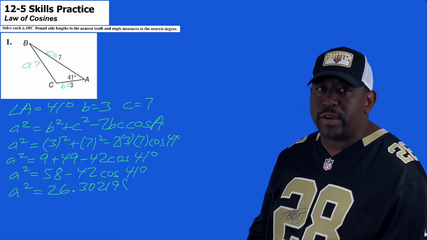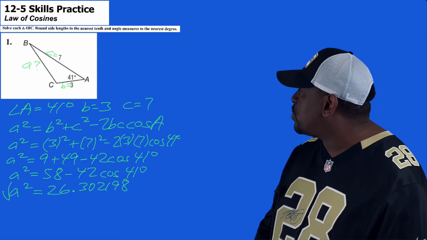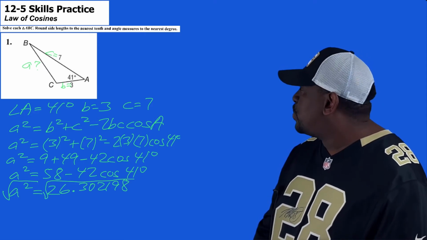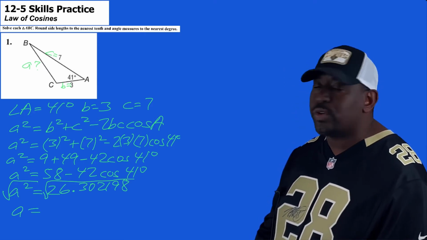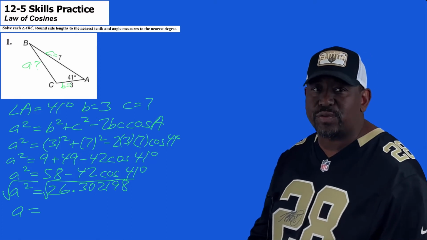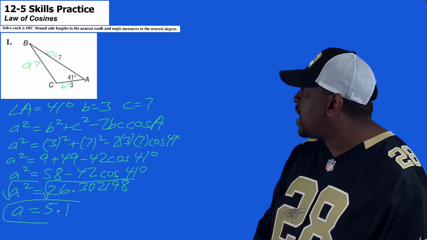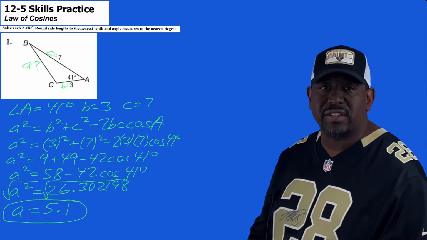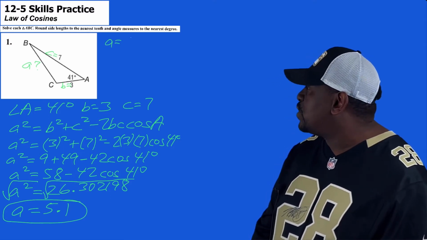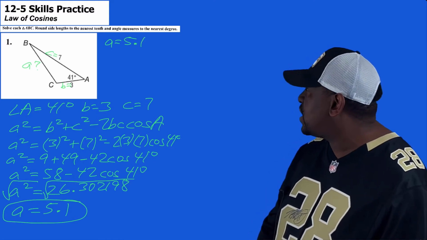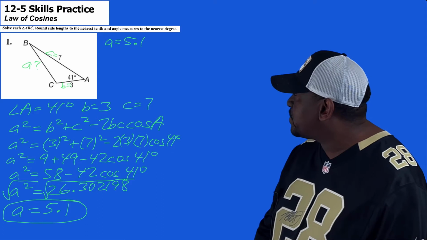To solve for A, we take the inverse of square, which means you're going to take the square root of both sides. We put a lot of digits after the decimal point because we wanted the exact value for side A. You put as many decimal places as possible. And the value of A is going to get us 5.1. We round that to the nearest tenth. So we have now A.